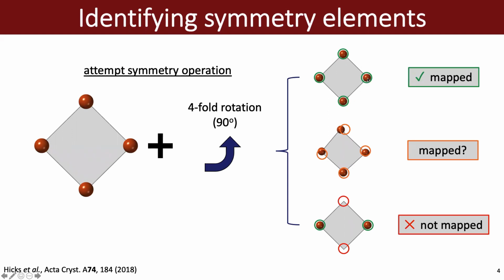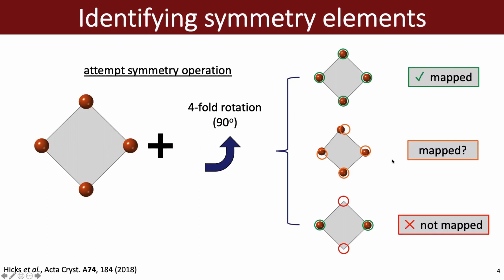One is when we perform the rotation and map exactly back onto the same positions. This would be considered a map, and this symmetry element would correspond to this structure. On the other end of the spectrum, when we perform the operation, maybe there aren't any atoms there. In this case, this would be a 2-fold rotation, not a 4-fold rotation, so rotate by 180 degrees instead. So this is not a map.